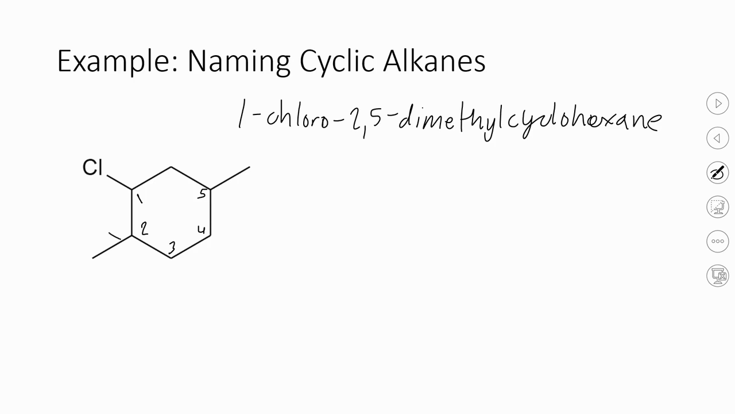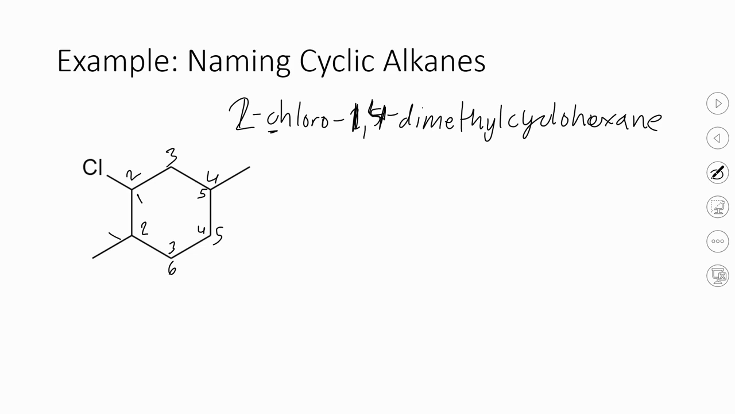Yep, good. So this one we would do 1, 2, 3, 4, 5, 6. Because then our substituents are at a lower number. We want to lower the number of the substituents first. So this would be 2 chloro. We still put the chloro in the front because we want that alphabetically first. So 2 chloro, and then 1, 4 dimethyl cyclohexane. Does that make sense? Okay, questions on that?